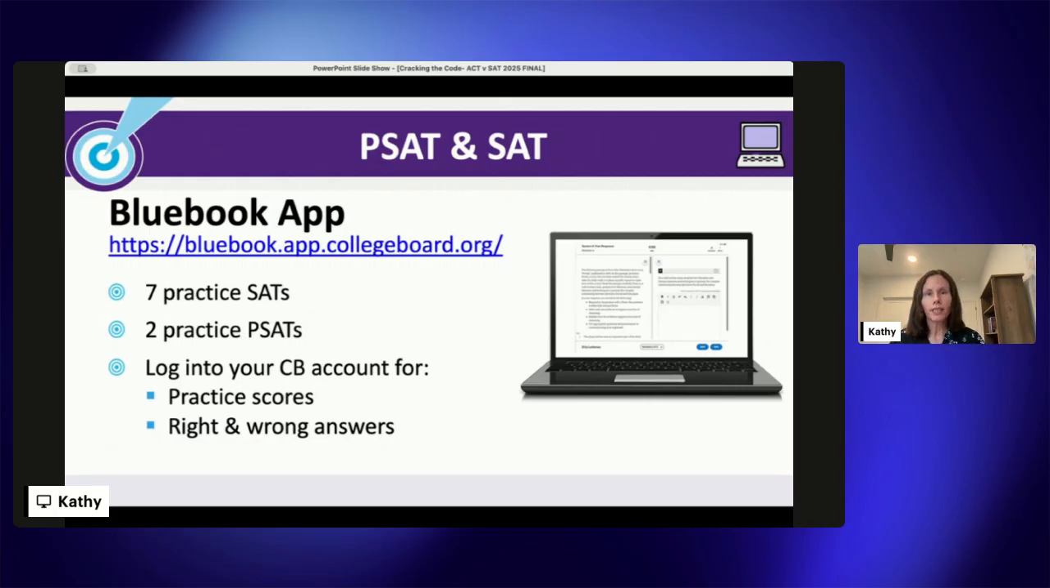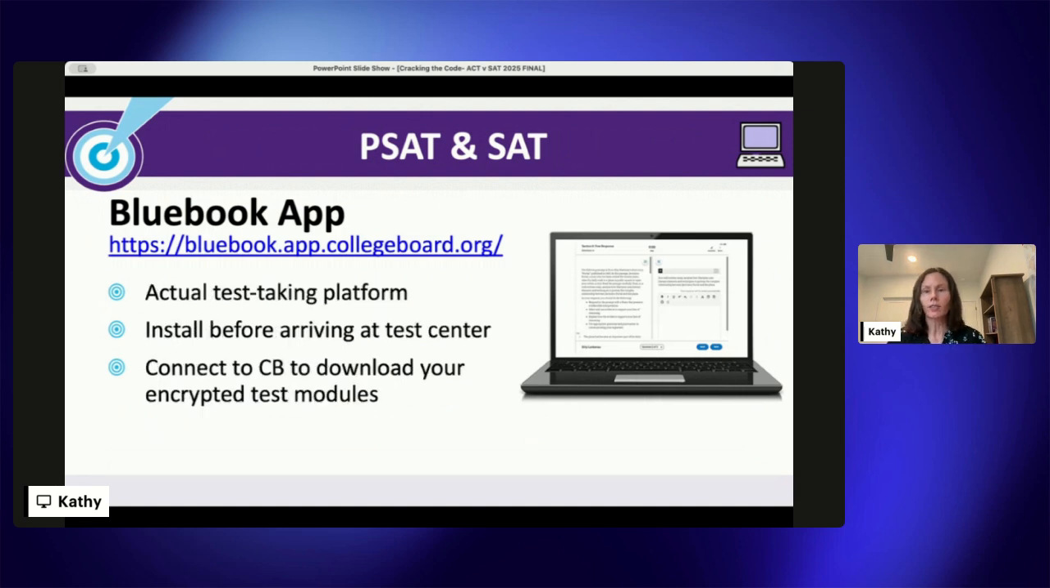And then after you complete a practice test, you'll log into your College Board account and you'll get your practice test scores along with the questions you got correct and incorrect and answer explanations.